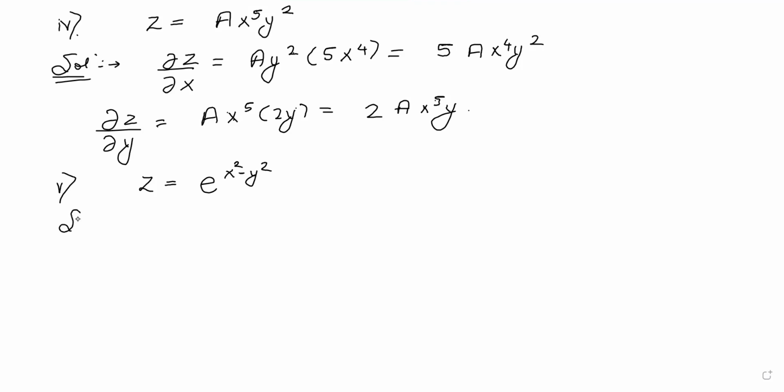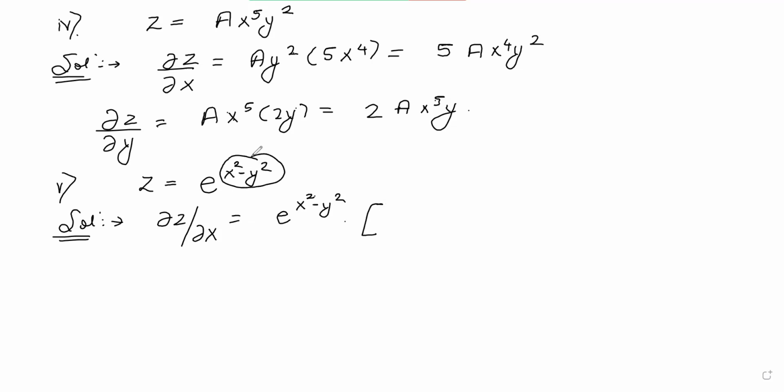So let's work out the solution for this. Let's find del z by del x. Now we have to use the chain rule here, and we have to be very careful. Remember, the derivative of e to the power anything is e to the power that same thing. The derivative of e to the power (x square minus y square) is e to the power (x square minus y square) times the internal derivative of (x square minus y square). When I'm partially differentiating with respect to x, the derivative of x square is 2x, and y square is a constant, so its derivative is 0. So my answer is 2x e to the power (x square minus y square). That's del z by del x.